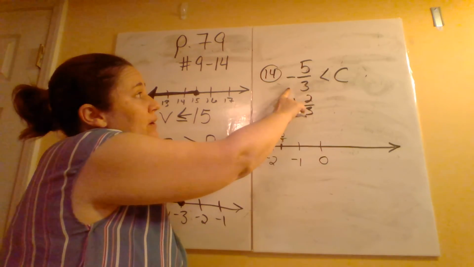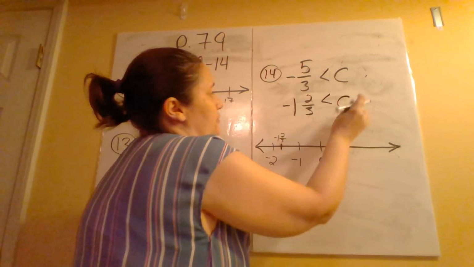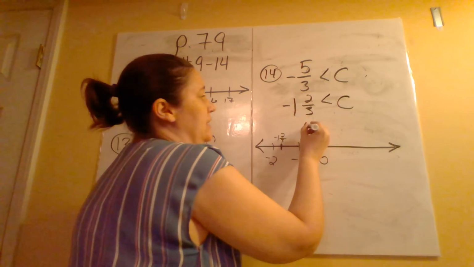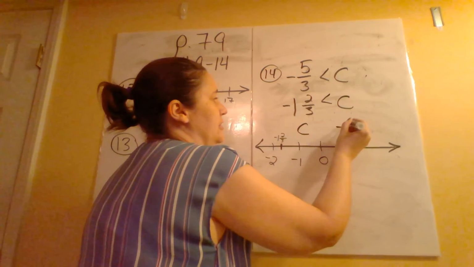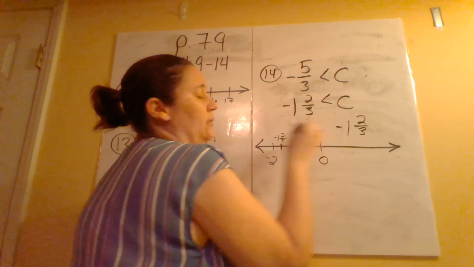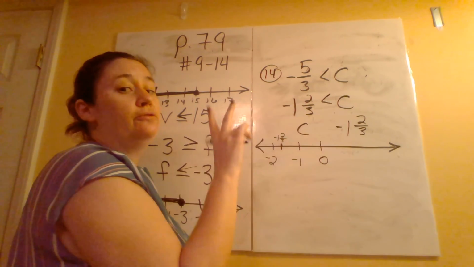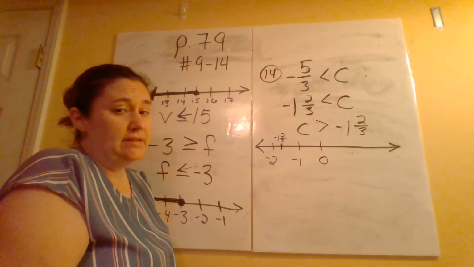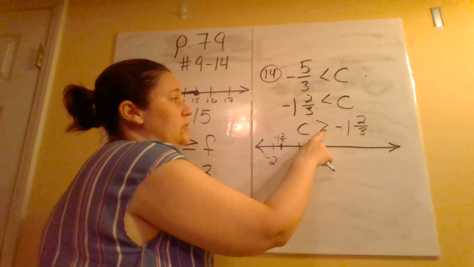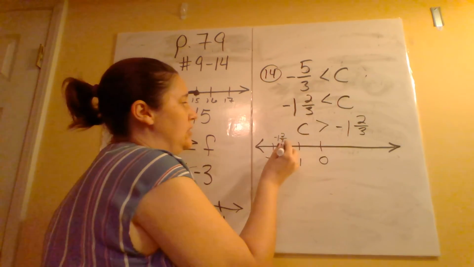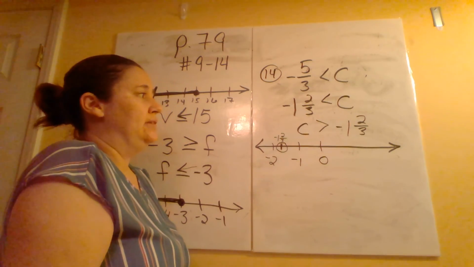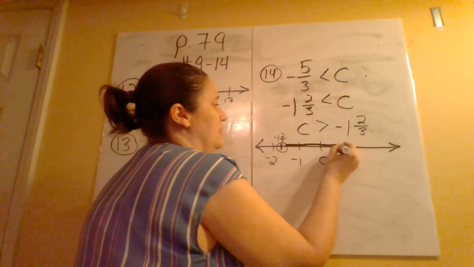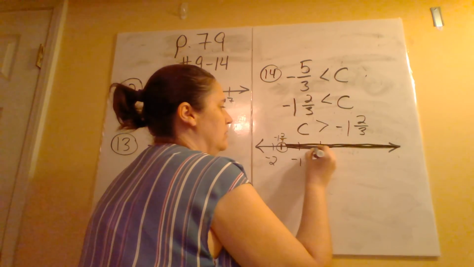Now, this was one of those weird ones where the variable is on the right. So I'm going to need to flip this over. I need to put c, the variable, on the left, this number on the right. And what do I do to the sign? Flip it over. Less than becomes greater than. Now this is a normal problem. We need all the numbers bigger than -1 2/3. We put an open circle around -1 2/3, and then all the numbers greater than that are this direction.